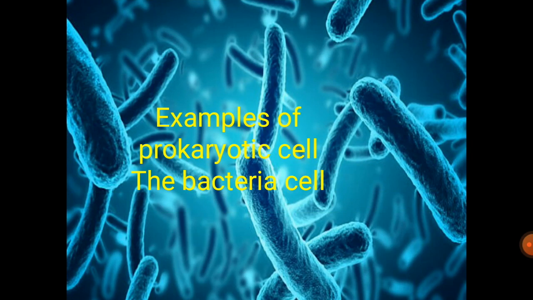Next one is the example of prokaryotic cells, the bacteria cells. Bacteria are single-celled microorganisms that are found nearly everywhere on Earth, and they are very diverse in their shapes and structure. There are about 5 by 10^30 bacteria living in many different ecosystems on Earth, including in our own bodies. In the human gut, bacteria outnumber human cells 10 to 1.